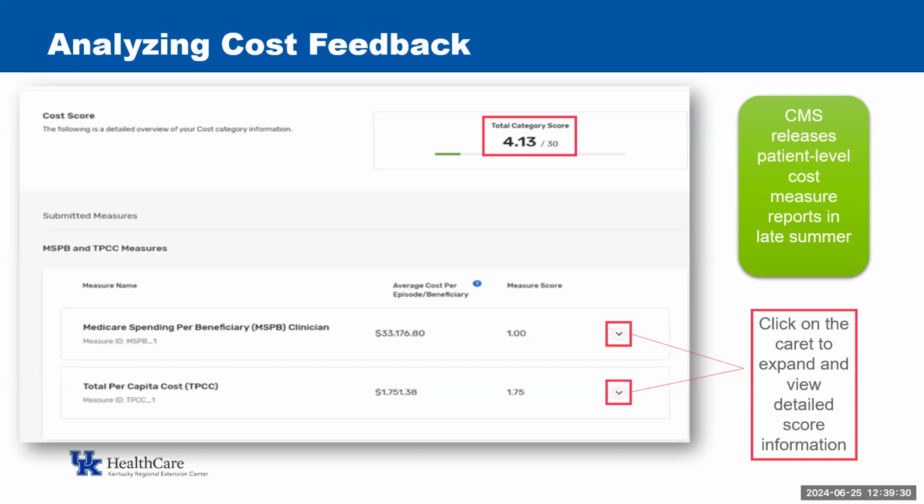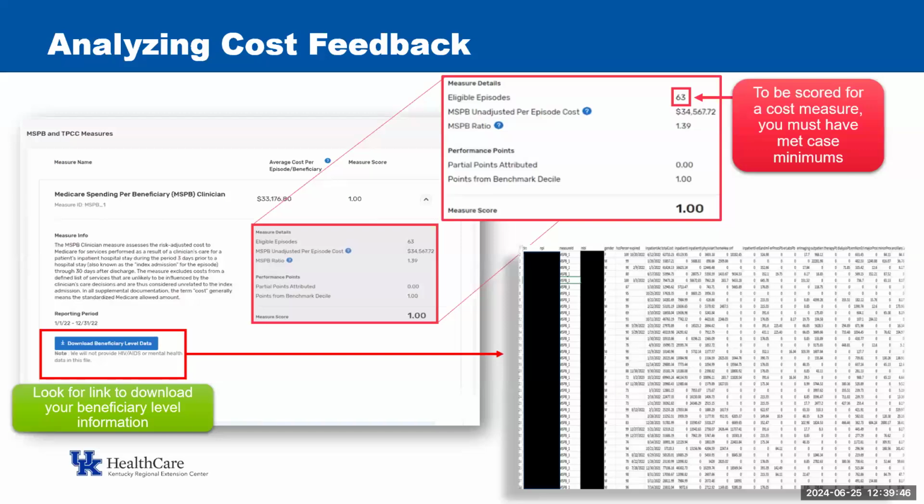Again, they're supposed to release our patient level cost measure report late this summer. When that does occur, we will work with you on how to interpret your reports here. Each measure has this drop down caret. It provides us very detailed information for the scoring.